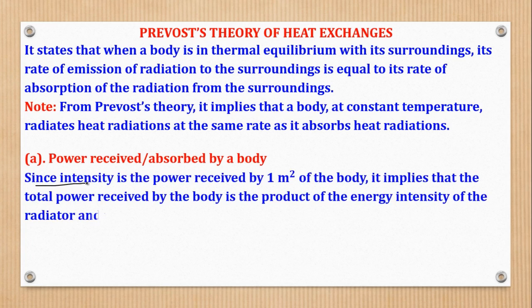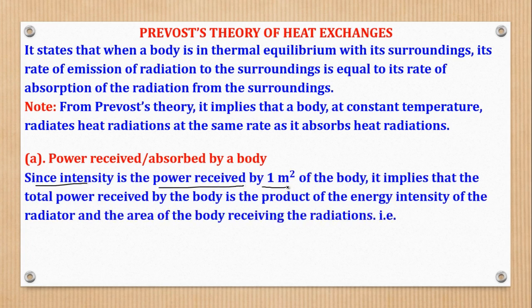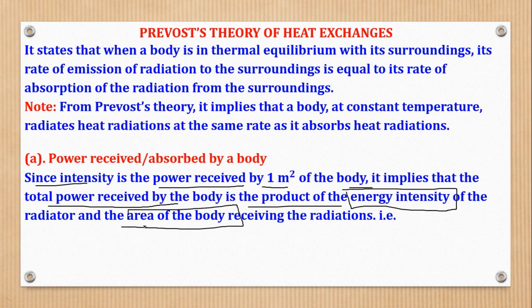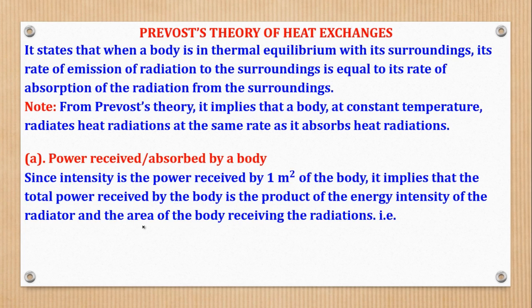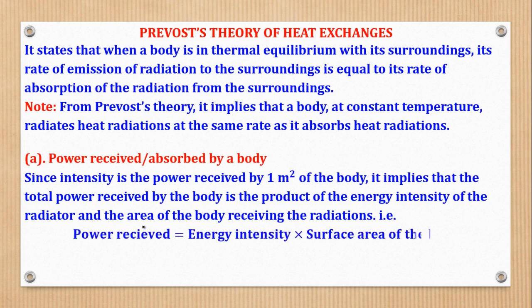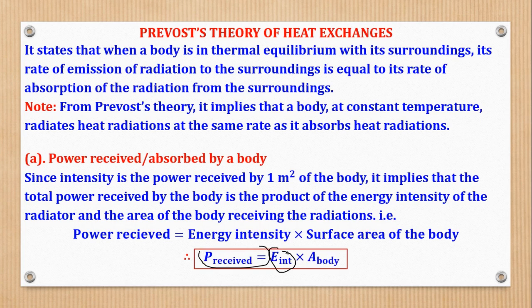So here we shall come and say that since intensity is the power received by 1 meter squared of a body, it implies that the total power received by the body is the product of energy intensity of the radiator and the area of the body receiving the radiation. So each time they talk about power received, you must think of energy intensity and the area of the body receiving the radiation. So mathematically, P received is equal to energy intensity times the surface area of the body receiving the radiation.